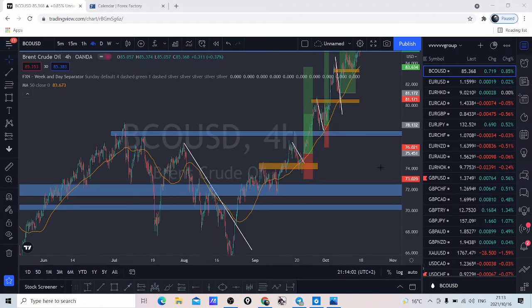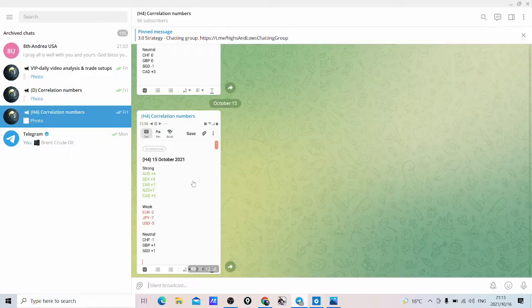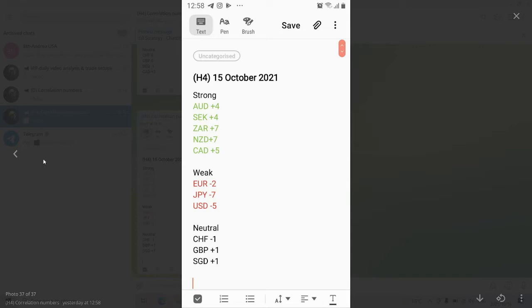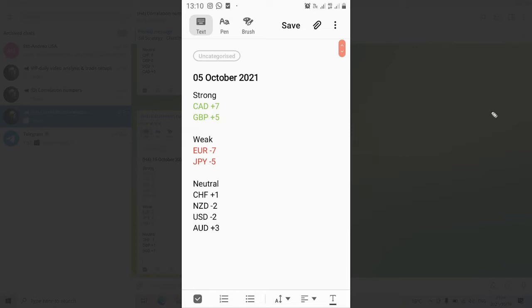The main reason why we bought here is because look at the strength of the Canadian dollar, guys. The Canadian dollar has been going up for more than 2 weeks now. We've been buying CAD. Remember, if you are familiar with fundamentals, you must know this: whenever you see the oil price pushing to the upside, you will see the Canadian dollar also pushing to the upside. So these are positive correlations. We were analyzing the Canadian dollar strength, and that's why we were able to spot the direction of the oil.